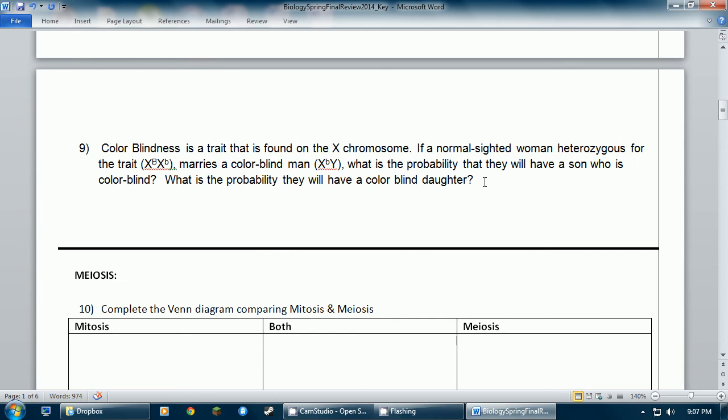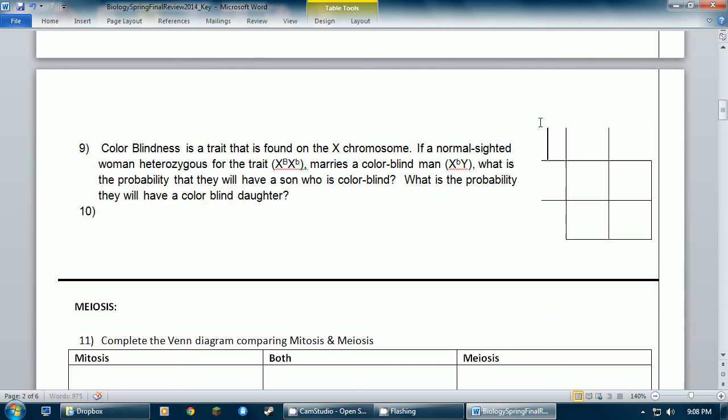It says colorblindness is a trait that is found on the X chromosome. Now, that should tell you something. What that tells you is that this gene is sex-linked. That means it is on the sex chromosome, and thus it is affected by whether or not the child is a boy or a girl. So anytime we have sex-linked, one of the ways we can simplify the process is by recognizing that the parents will donate one of their sex cells. Girls will only be able to donate an X chromosome. Boys will donate either an X or a Y.